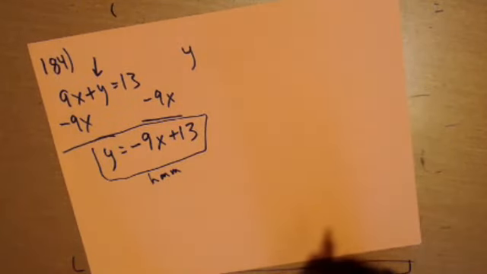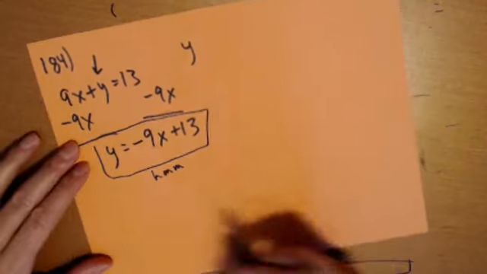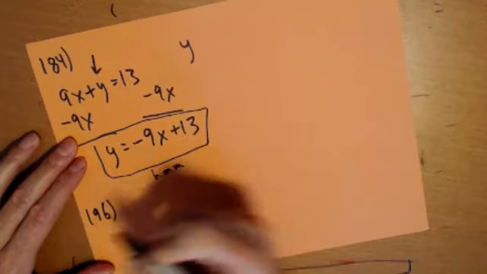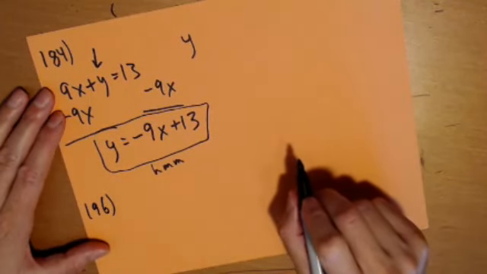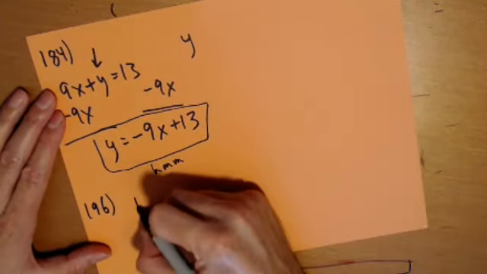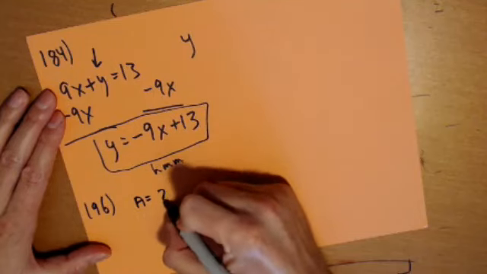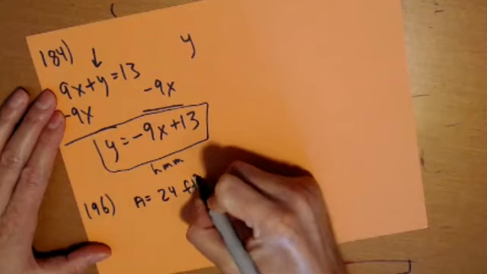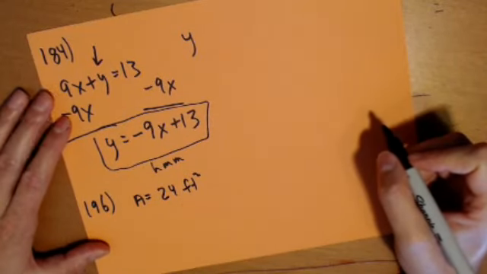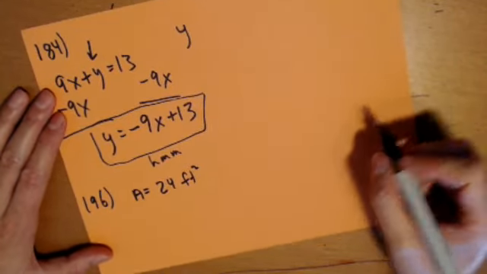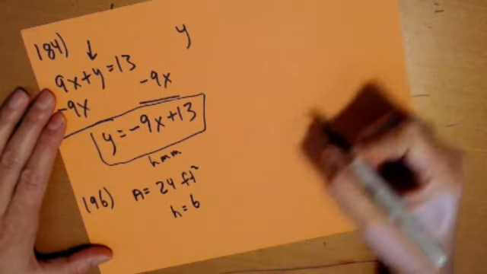So those are all pretty straightforward. And then we get to some triangle stuff. 196. A triangular window has an area equal to 24 square feet, and a height of 6. H equals 6. What is the base?